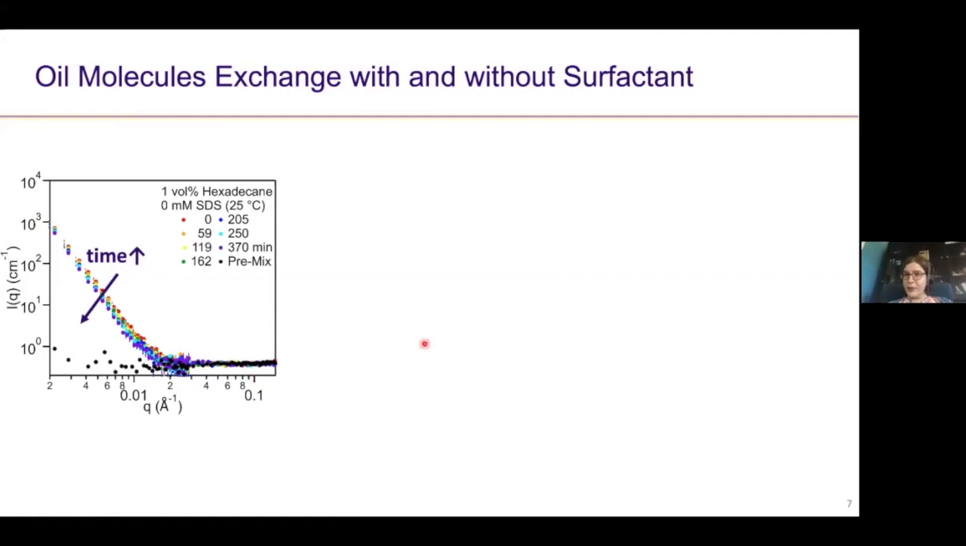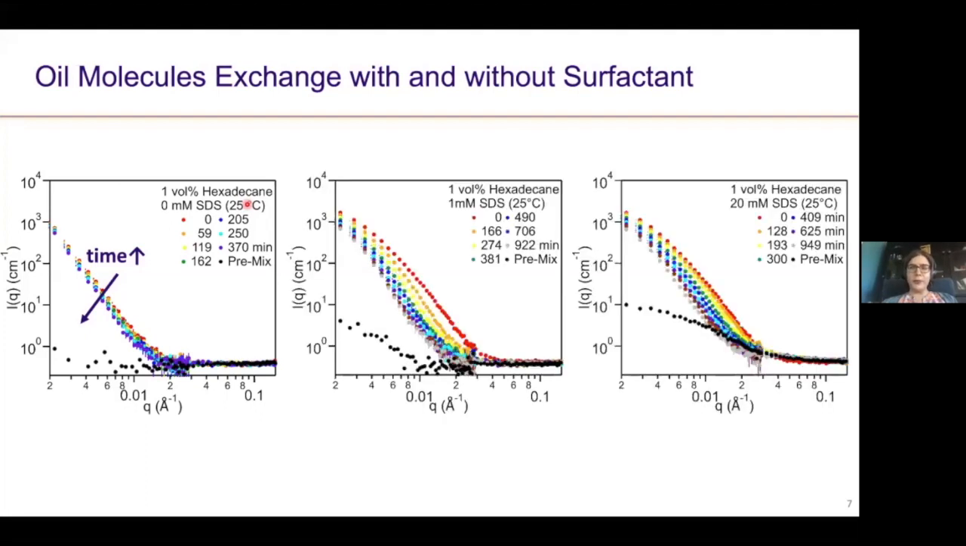So we know that these droplets could have exchanged oil, but they didn't, or they didn't in any appreciable amount of time. And the reason this happens is because hexadecane is fairly insoluble in water. So there is a very, very slow process for it to actually go from one droplet to the other. So what happens when we add surfactant?